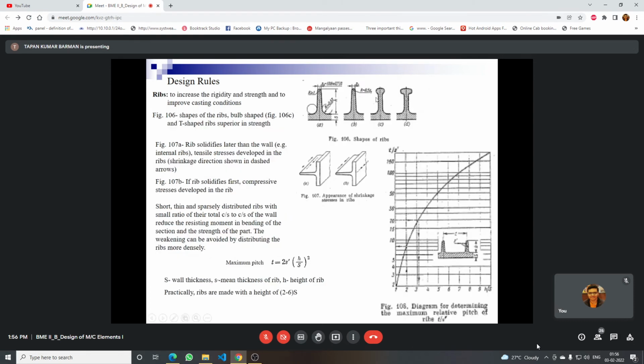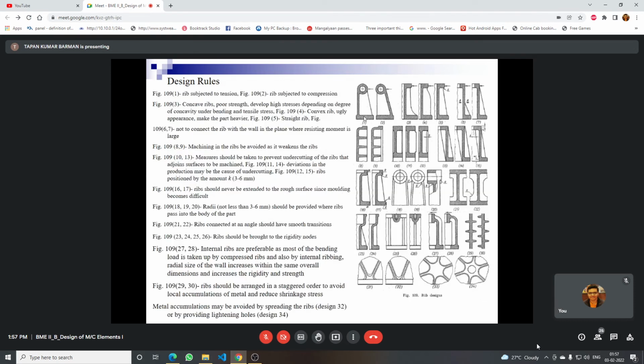Ribs. These are ribs. Why do we use ribs? By increasing the ribs, basically we are trying to provide more strength and rigidity in the design. Here also we can use different shapes of ribs. Depending on your design, we have to find the appropriate ribs in the casting. So these are the design rules for the ribs only.